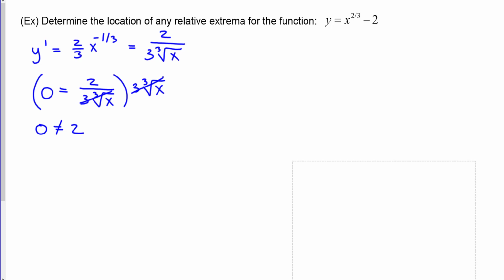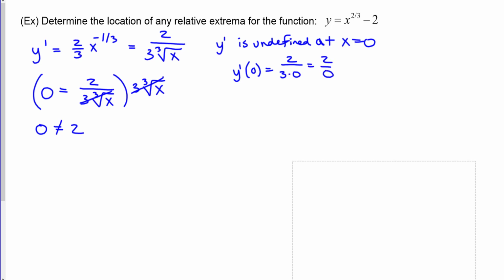So we don't get any critical numbers through where the derivative is 0, but the derivative is undefined at x equals 0 because we get division by 0. If we try and evaluate y prime of 0, it's 2 over 3 times the cube root of 0, which is 0, or 2 divided by 0, so it's undefined. That's a point of interest as well.